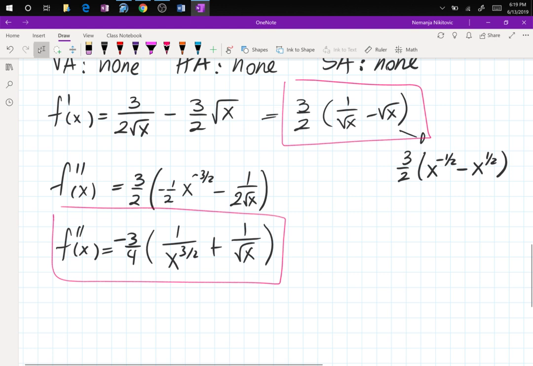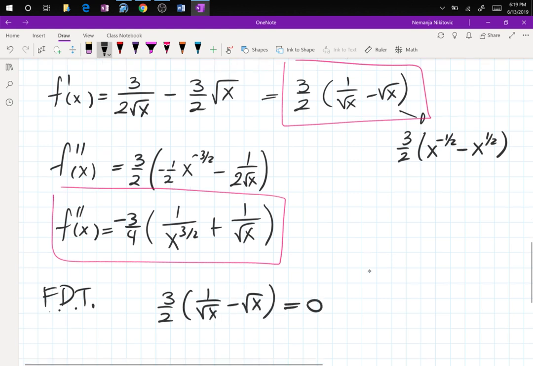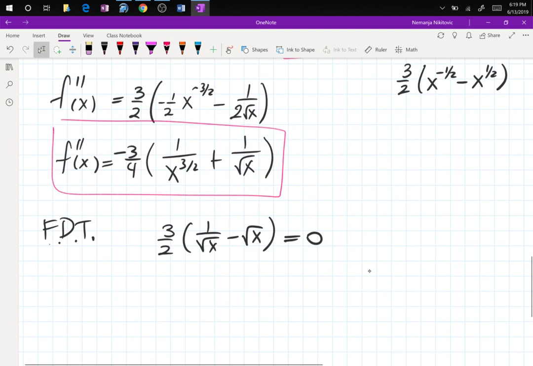Now we do the first derivative test. This is what we did last time. For the first derivative test, we take our 3/2 times 1 over square root of x minus square root of x, and set that equal to 0 to find critical points, which turn into min and max. The 3/2 has nothing to do with anything, so if we multiply both sides by 2/3, the problem stays unchanged. So what do I do with this equation now? 1 over square root of x minus root x equals 0. I need to solve this equation.